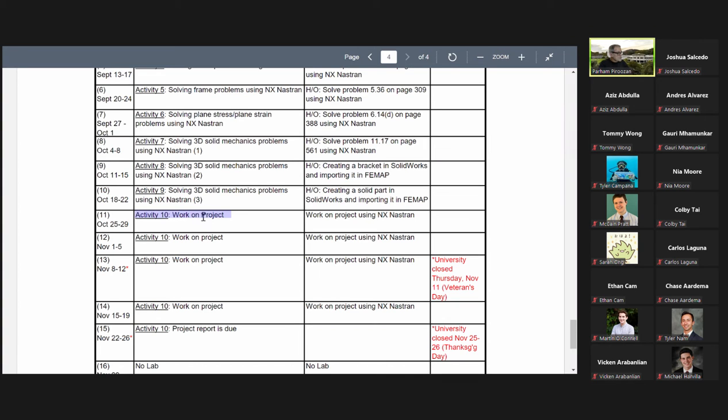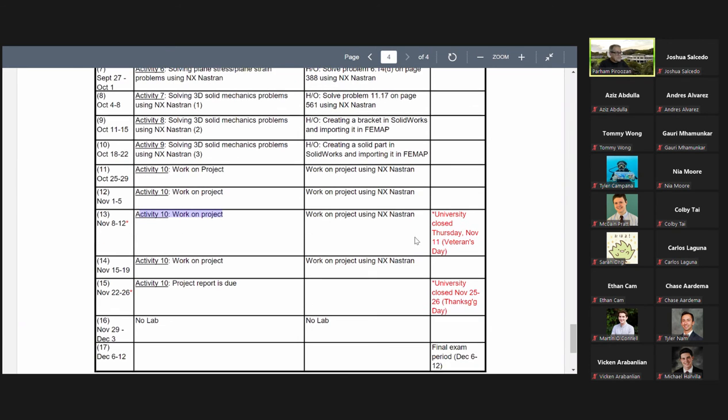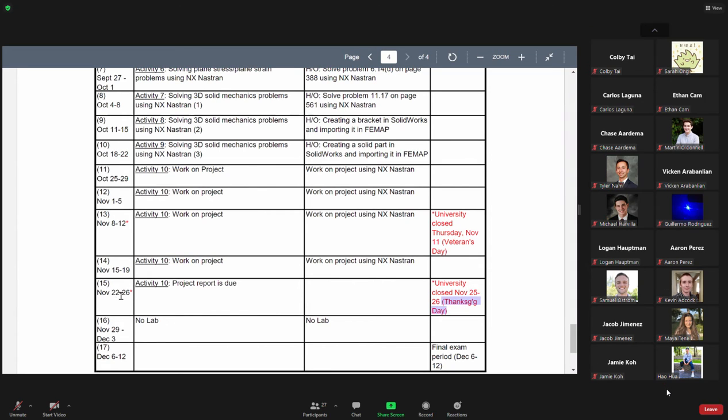We will start working on the project this week, and also again next week, and the week after that. We also have University closed Thursday, November 11th. So this would be activity on project. Again, the week after that, we work on the project. And finally, the project report is due the week of Thanksgiving. The report is due, which is November 22nd.